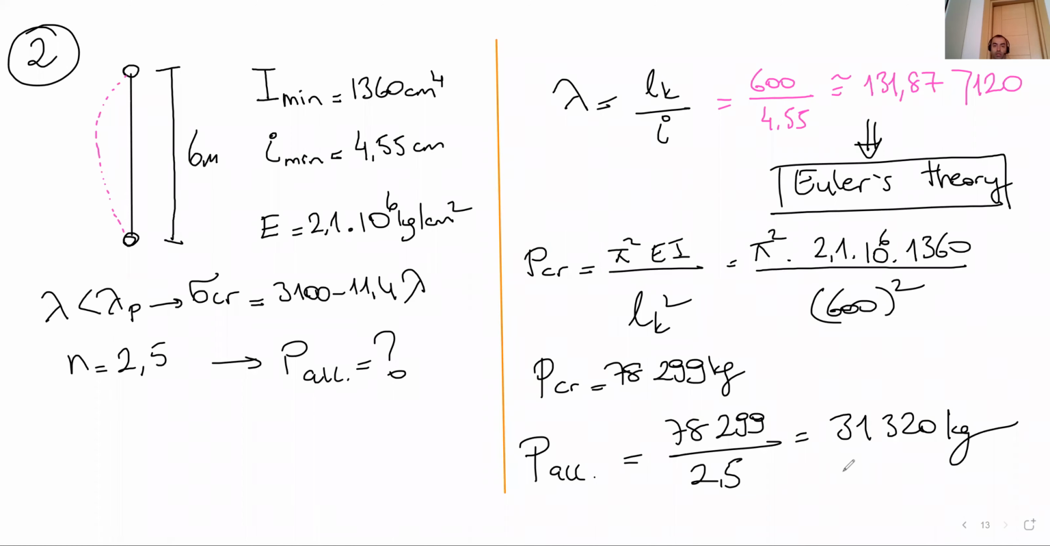Okay, we have the lambda. According to the lambda, we make a decision for the calculation method, and we follow the method we selected. That's it. When we get the critical load, don't forget that we have to consider a factor of safety. We need the allowable force, which is used for design. Okay. Yes, here we go.